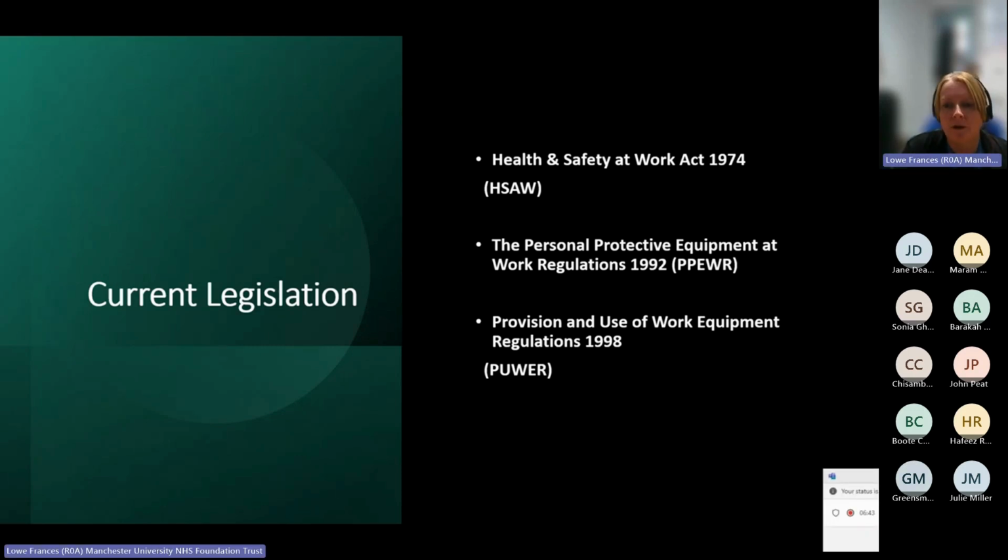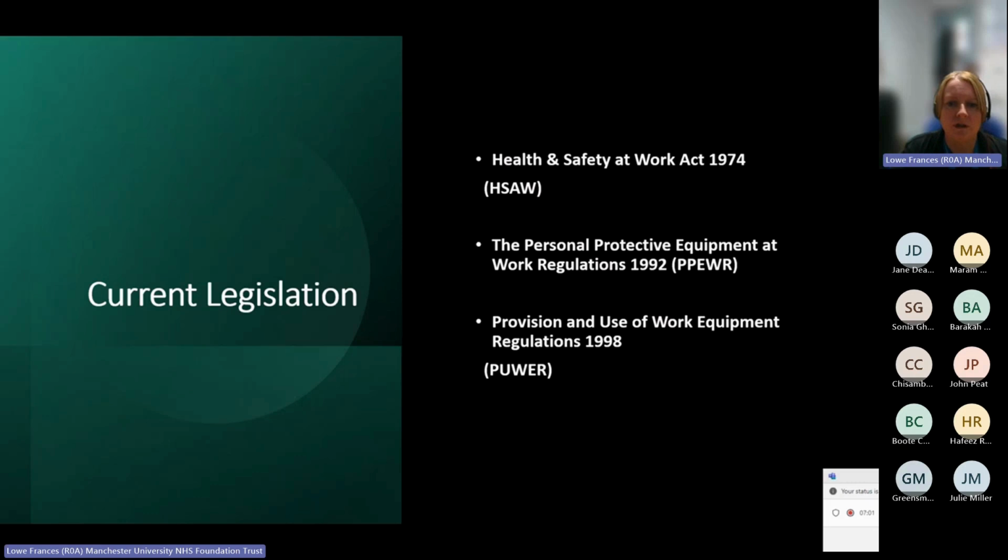Sorry, the PPE at Work Regulations 1992, these were created from the Health and Safety at Work Act. Basically, the employer is liable to ensure that employees have suitable PPE if they have been exposed to a risk in the workplace.